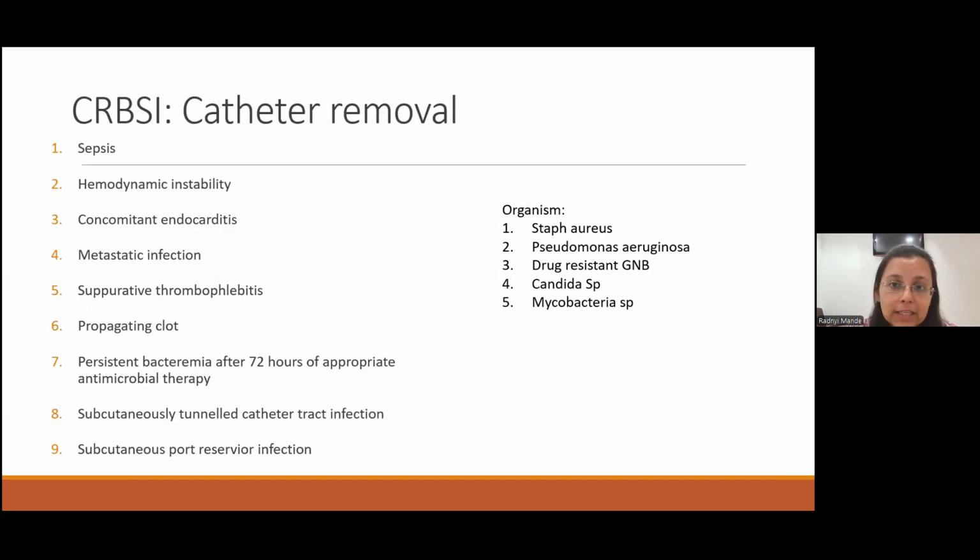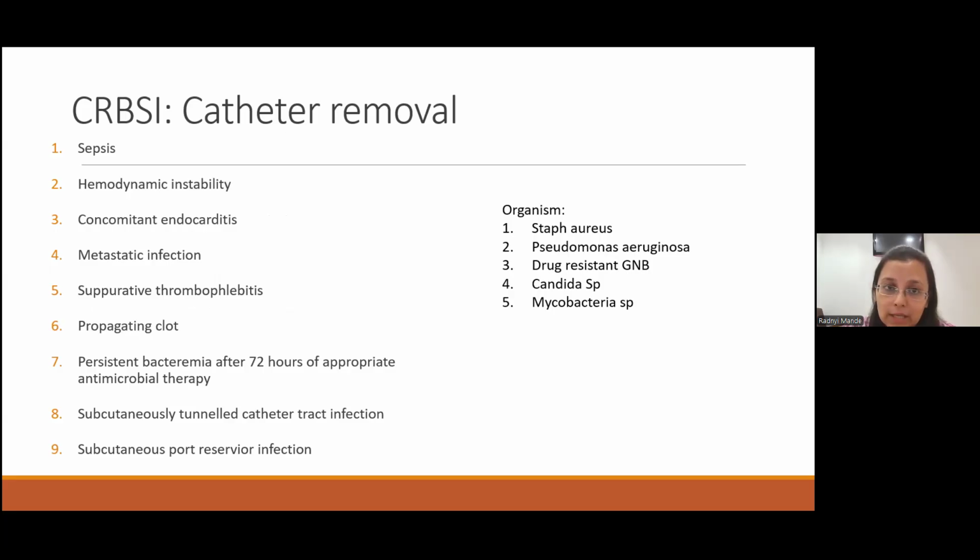So, what are the indications of catheter removal? If there is any hemodynamic instability, if there is a concomitant endocarditis or metastatic infection, if there's a tunnel site infection or thrombophlebitis, suppurative thrombophlebitis, or persistent bacteremia even after 72 hours of appropriate antimicrobial therapy, then that is the indication of catheter removal.